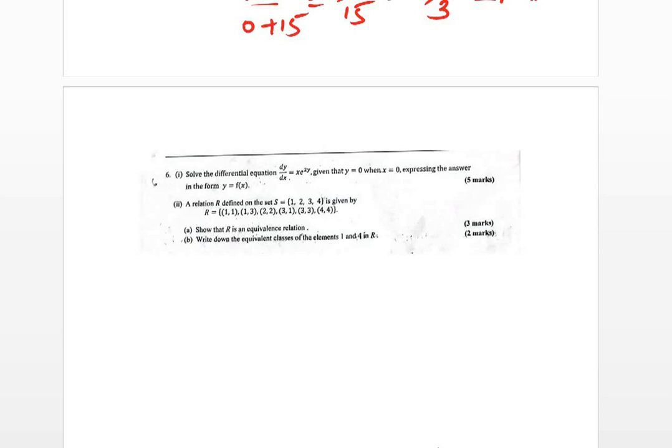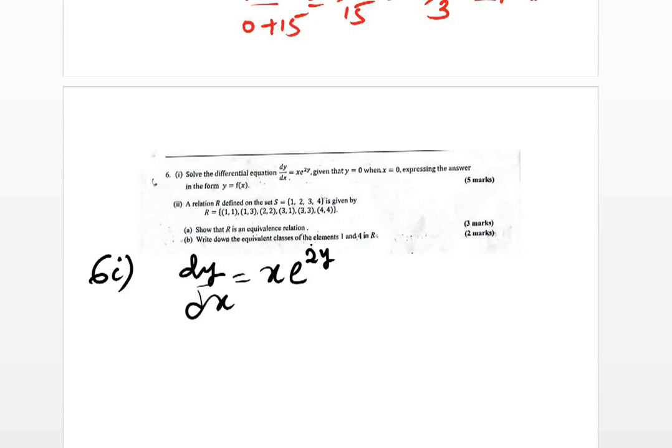We'll continue with question 6 of GCE Advanced Level Maths Paper 2, 2023. In this question 6, Roman 1, it says solve the differential equation dy/dx equals x e to the power 2y, given that y equals 0 when x equals 0, expressing the answer in the form y equals a function of x.